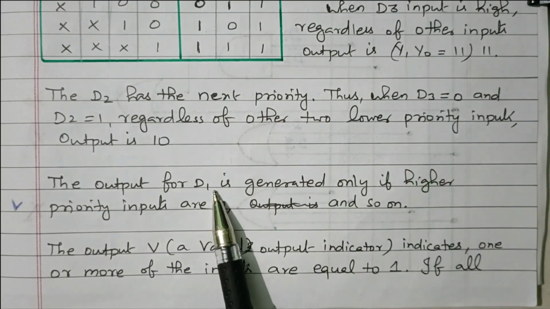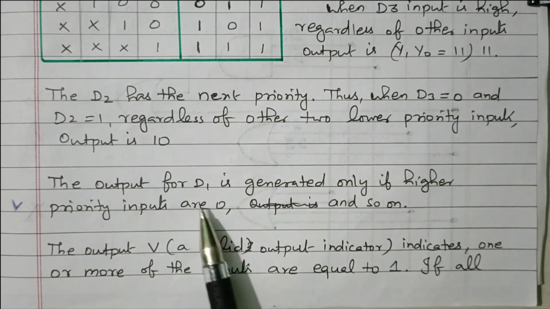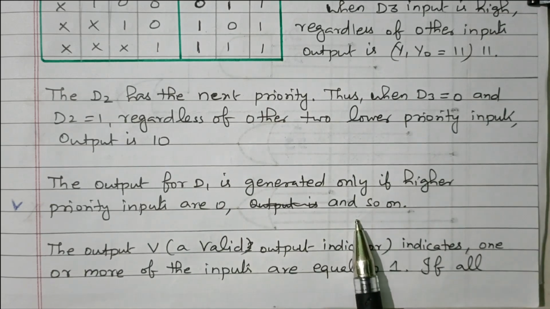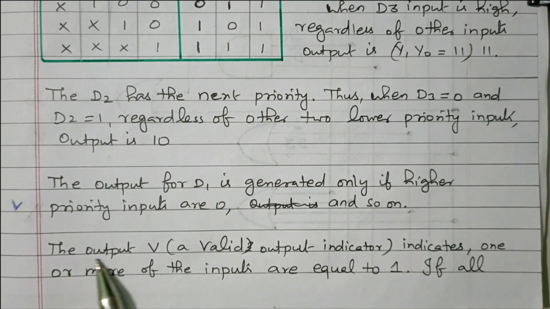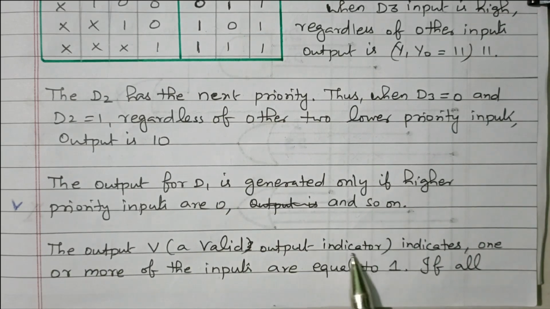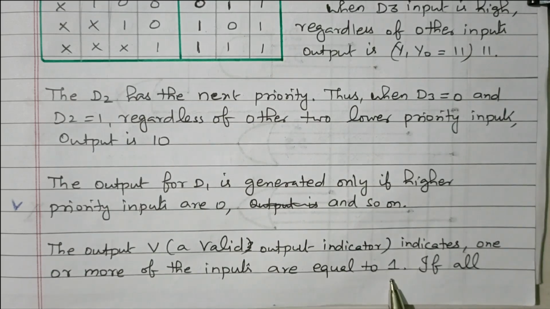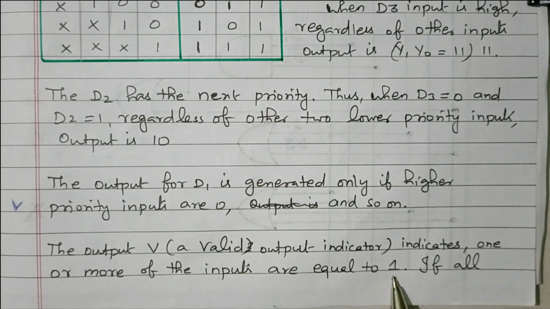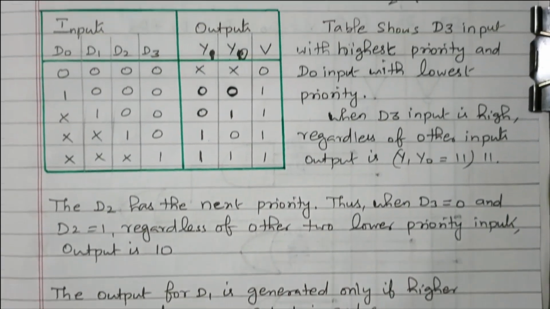Similarly, the output for D1 is generated only if the higher priorities are 0. That is, D2 and D3 are 0, D1 is 1, we will get the output as 0, 1. Right. So, the verification output V, the valid output indicator, indicates that 1 or more inputs are equal to 1. If any 1 or 2 inputs are 1, it will give 1 as the output. If all are 0, it will give 0 output. So that we can verify that at least any 1 is available at the input. Right. Now we'll see the detailed truth table.